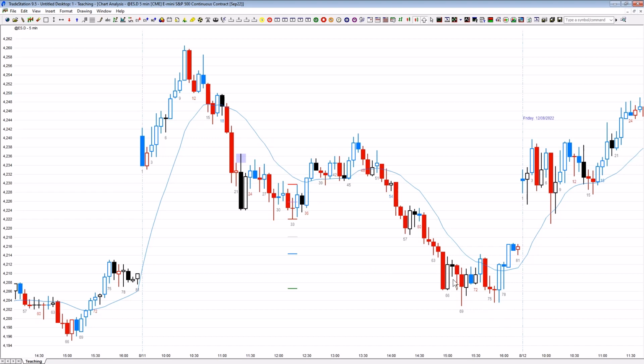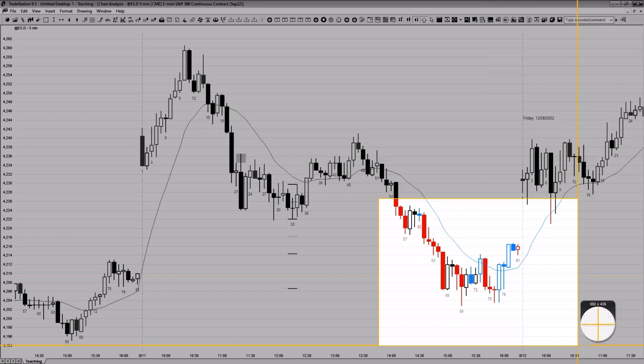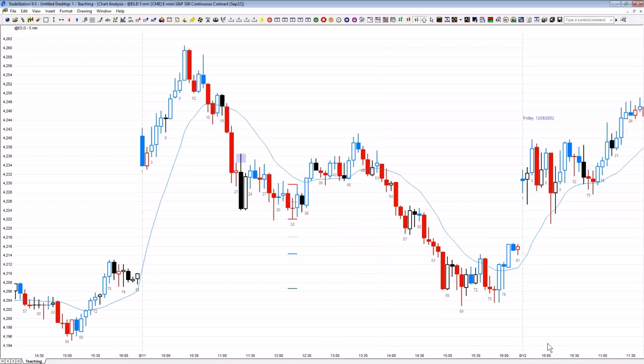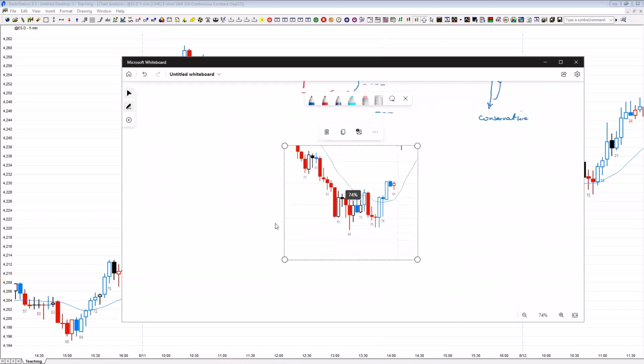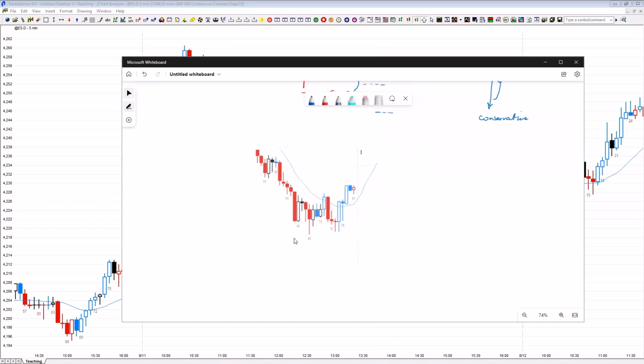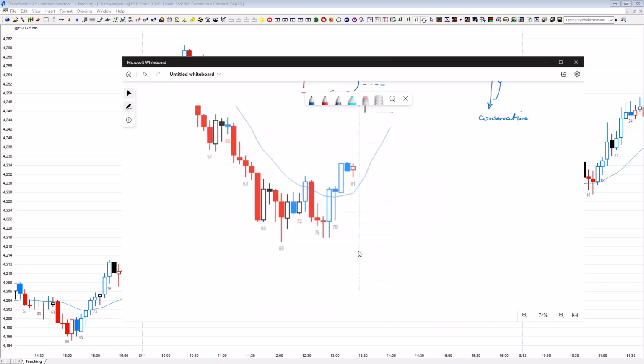Like, for example, in here, if you buy here, so let me see if I can grab this and use it. So if I take this portion of this chart and use it in here. All right, so that's our chart. Can I make this bigger? Yep. All right, good.